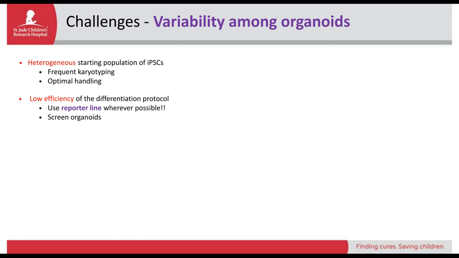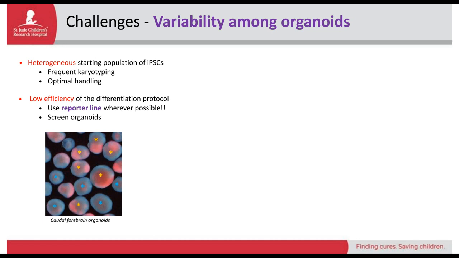And then we can also use these reporter lines to essentially screen organoids at an early stage, screen organoids that are expressing the reporters versus organoids that don't express the reporter well, for example. And before doing the more detailed experiments or downstream analysis, at an early point during differentiation, you could use a reporter line to screen the healthy organoids or the good organoids. So I'll give you an example here.